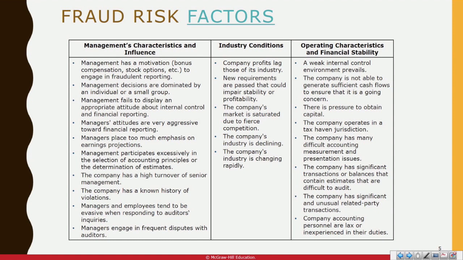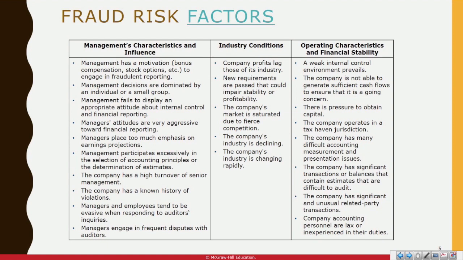Then operating characteristics and financial stability, obviously a weak internal control environment. Right? So if you can't remember what we said, if the internal control environment is weak, that means the auditor perceives the internal control risk to be high. Control risk would be high. And that means that the company's system of internal controls is not effective to prevent or detect a material misstatement. Right? So there might be improper segregation of duties, which will then allow someone to perpetrate a fraud and cover it up, because the controls are not in place.